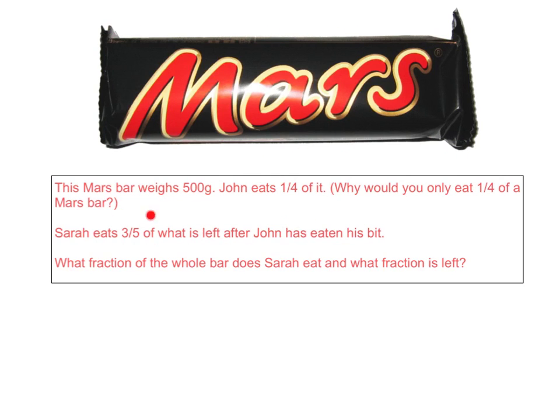Sarah eats 3/5 of what's left after John has eaten his bit. So we want to find out what fraction of the whole bar Sarah eats and what fraction is left after she's had her bit. Because remember, Sarah is only going to eat 3/5 of the 3/4 that are left. So not the whole 3/4, but just 3/5 of the 3/4.